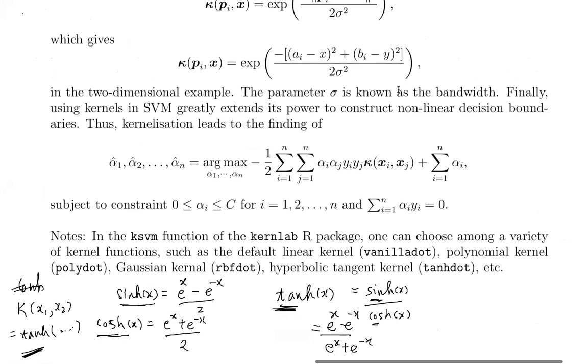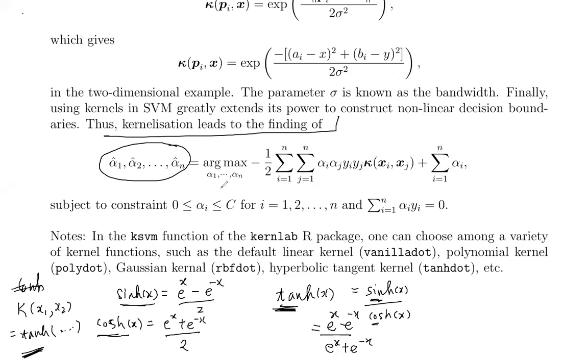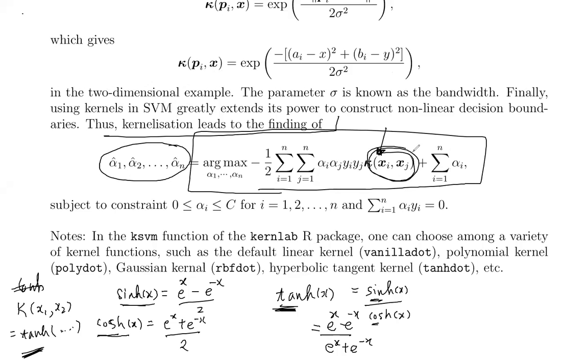Okay, so just to complete the discussion about the technical parts. When you do kernelization, your alpha hats are found by maximizing this thing, so your kernel function gets inserted here. This part is similar to the previous part. When you do kernelization, the kernel function comes in here, and you have the constraints.